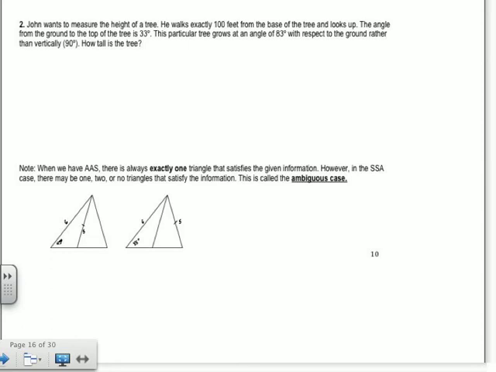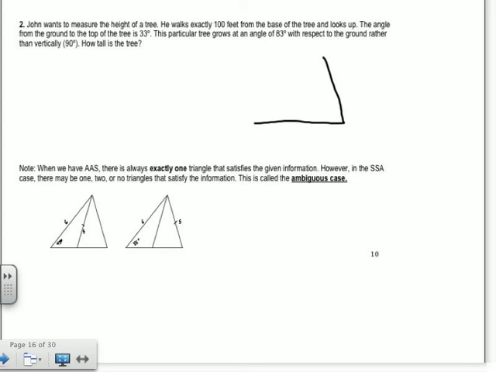John wants to measure the height of a tree. He walks exactly 100 feet from the base of the tree, and he looks up. The angle from the ground to the top of the tree is 33 degrees. But this particular tree grows at an angle of 83 degrees with respect to the ground, rather than vertically, so 90 degrees. How tall is the tree?